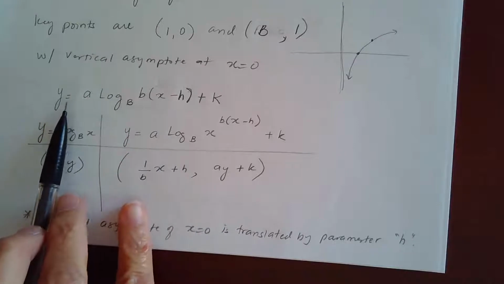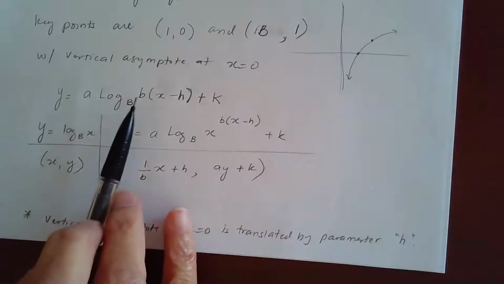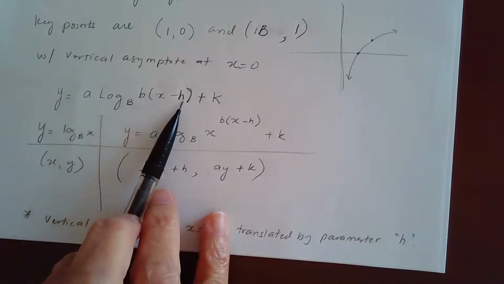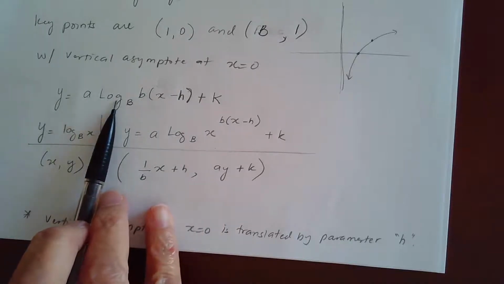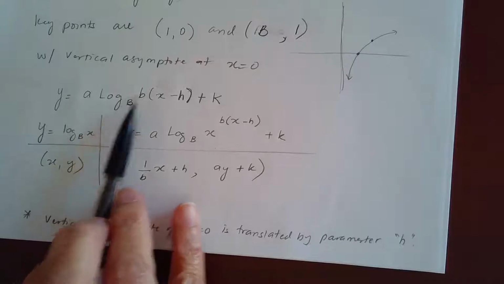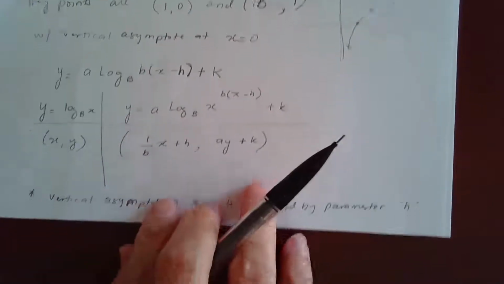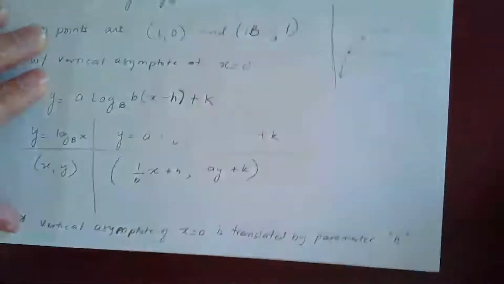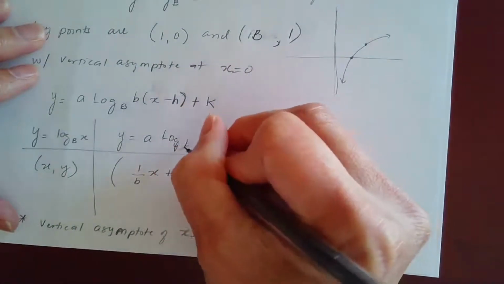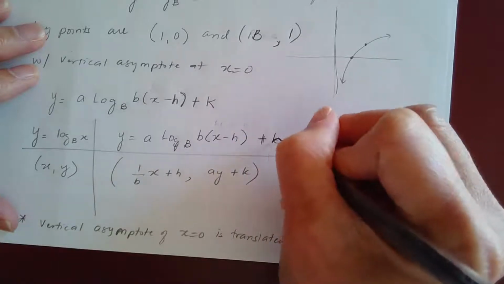This is the form y equals a times the logarithm in base b of b times x minus h, plus k. So this is not right, I'm going to fix this one here. This is going to be a times the logarithm of base b of b times x minus h, plus k.